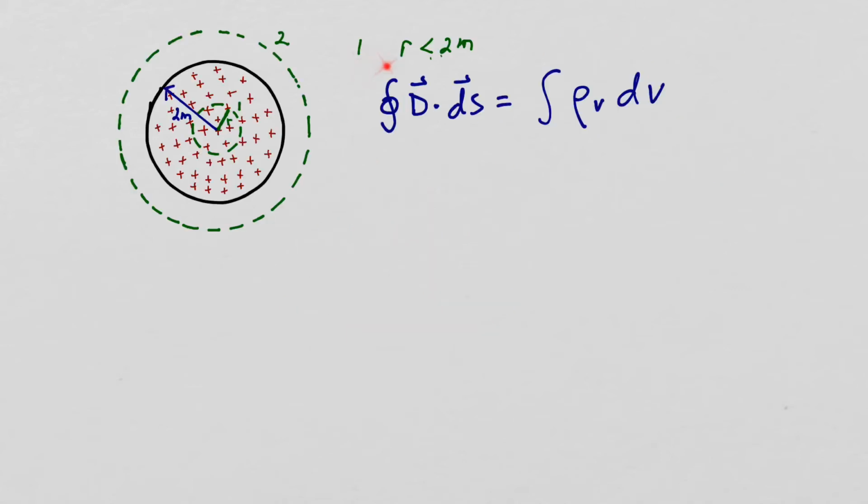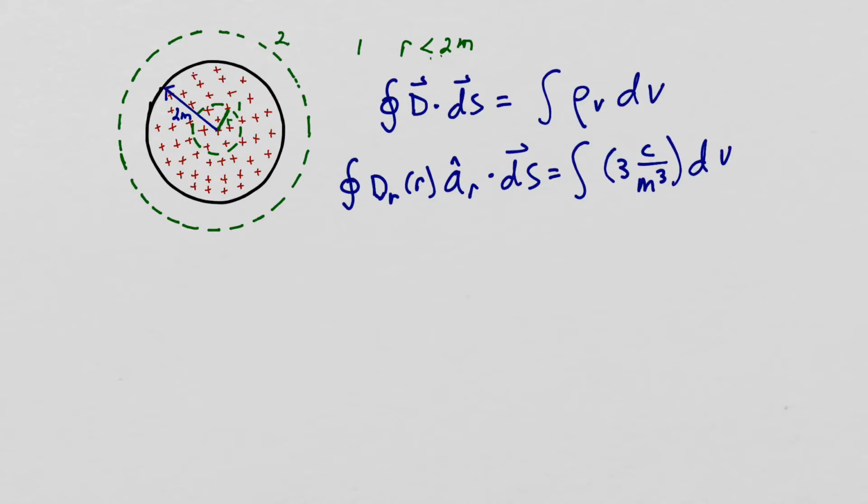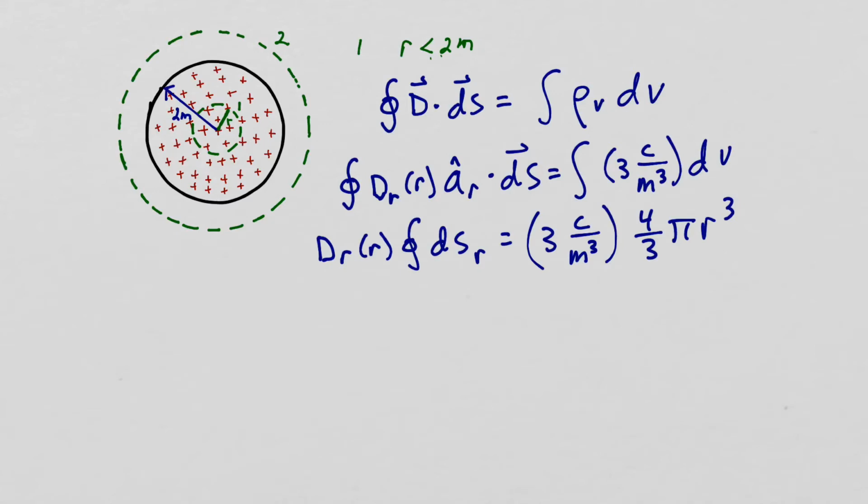Let's first look at region 1 when the radius of the Gaussian surface is less than 2 meters and apply Gauss's law. We substitute in the form of our electric flux density field and the value of our volume charge density. The electric flux density field is constant on the surface of our Gaussian surface, so we can move it to the left of the integral sign, and the unit vector in the r direction dotted with our surface differential gives us the surface differential in the r direction.